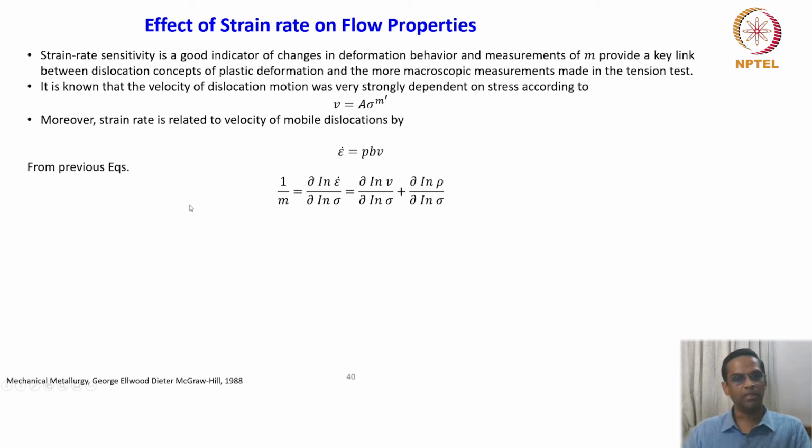So from these previous equations, we can rewrite this. 1 by m is equal to dou ln epsilon dot by dou ln sigma, which can be written using this as dou ln v by dou ln sigma plus dou ln rho by dou ln sigma. So you can use this relation and apply this relation, then you get dou ln v by dou ln sigma is equal to m prime. Or we can simply write m prime is equal to 1 by m minus dou ln rho by dou ln sigma.